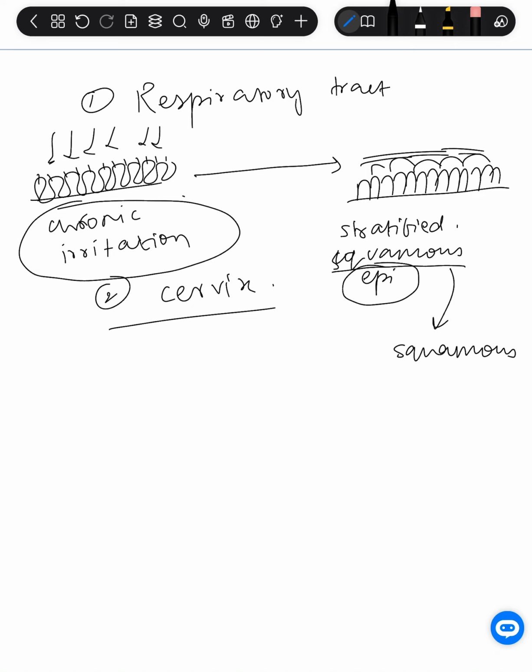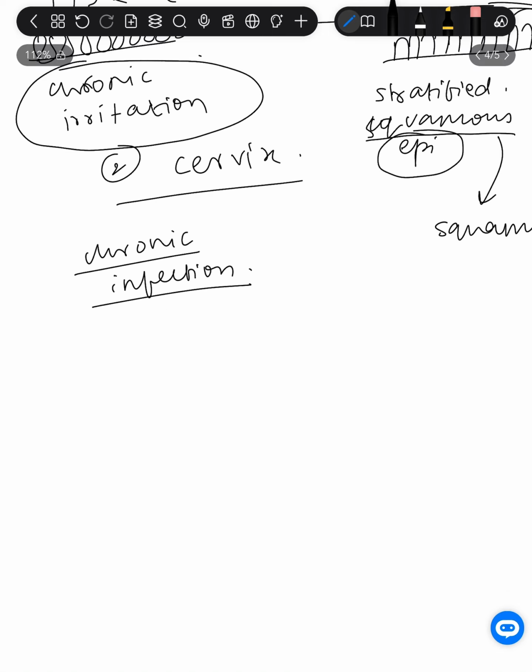Common sense. Now you tell me, in the cervix what will happen? The cervix is part of the female genitalia, so it is very prone to chronic infections. We have two parts, the ectocervix and the endocervix. This primarily happens in the endocervix, because the ectocervix is already squamous, okay.